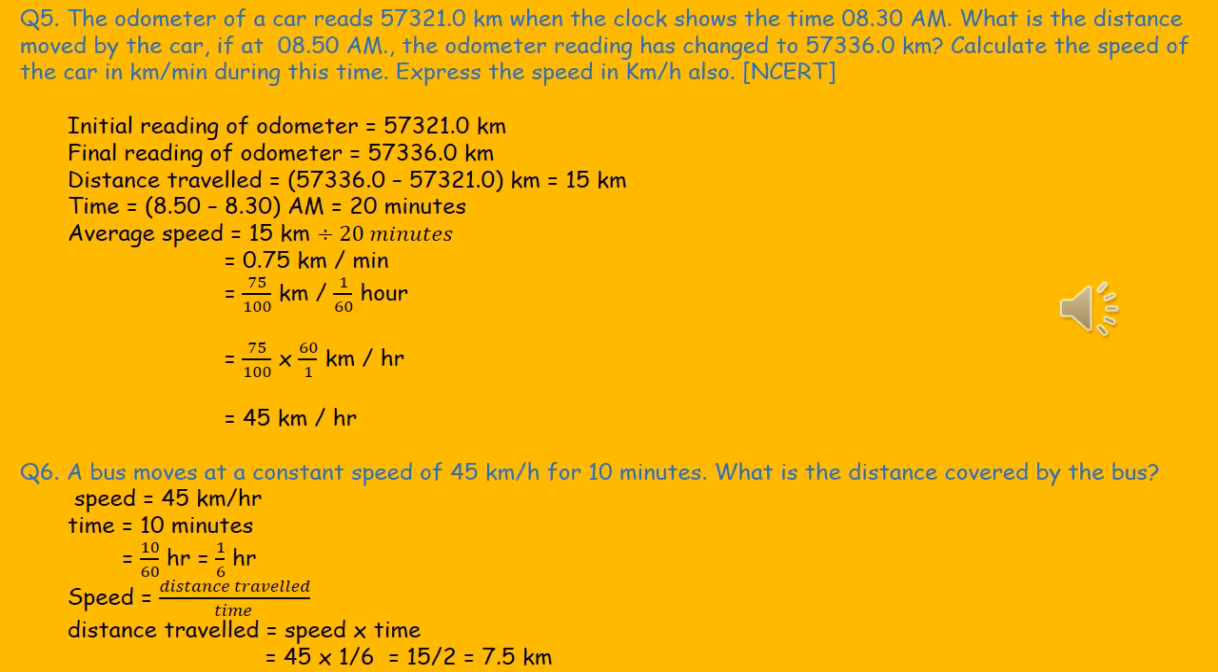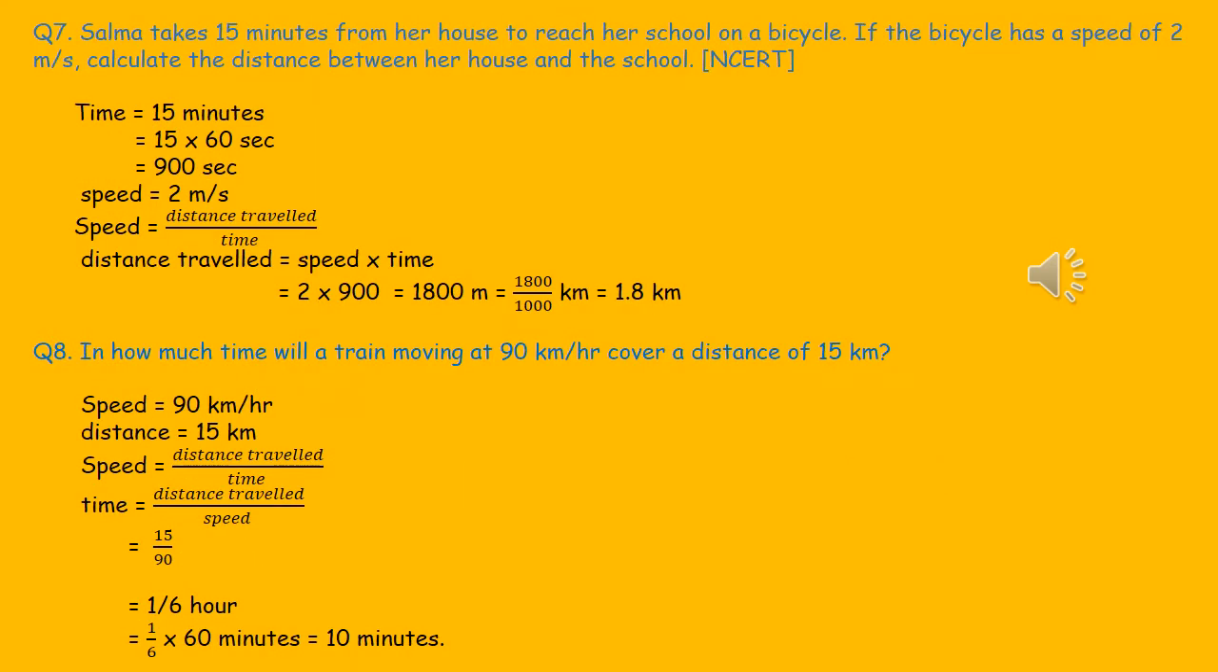Here the given data are: speed is equal to 45 km per hour and time is equal to 10 minutes. Now we have to put the time into hours. 10 minutes will be 10/60 hour, that is 1/6 hour. So distance travelled will be speed into time. So 45 into 1/6, that is 15/2 or 7.5 kilometer is the distance travelled.